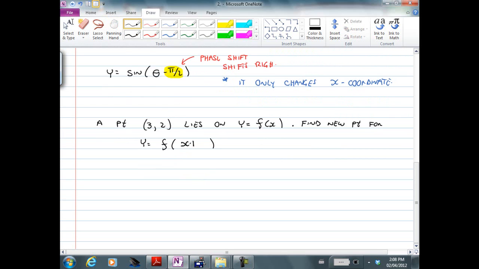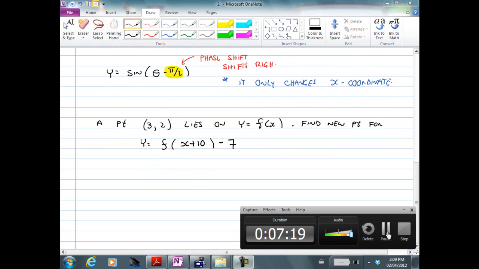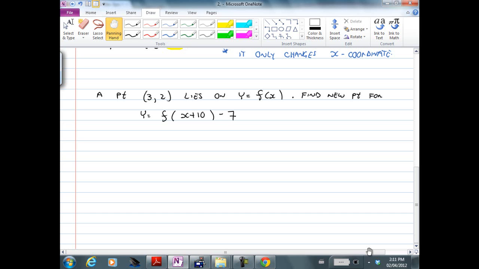x plus 10, minus 7. Every number tells a story. Find the story behind each number. I'm going to pause it. If I look at this, f of x plus 10 minus 7, really, there's two things. One is this number inside a bracket. If it's in a bracket, it's called a phase shift.